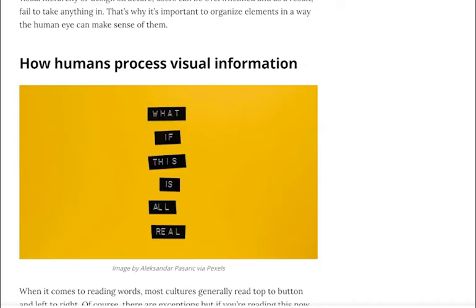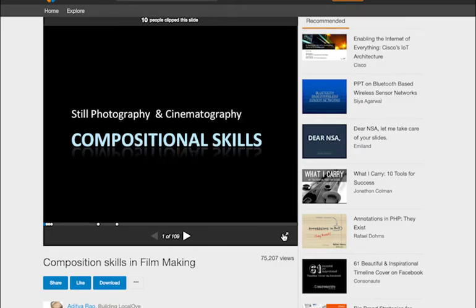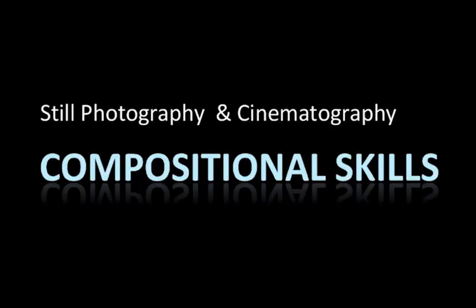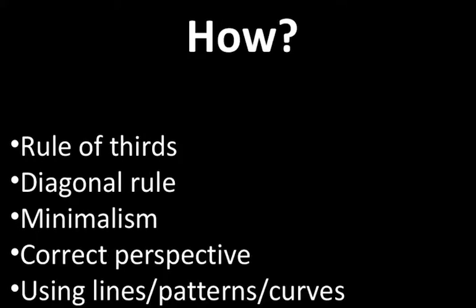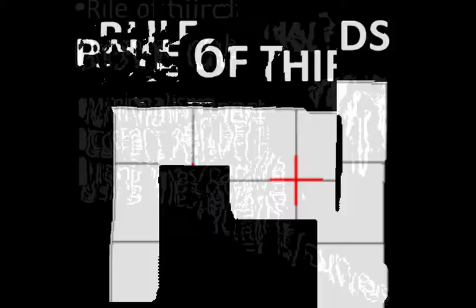Let me go into the part in which you can see the rule of thirds right here, compositional skills. This is something I found online, but it's quite important because it illustrates what we want to focus on today. To make the frame visually interesting, that's why you're making decisions in terms of visual hierarchy. You want to make something aesthetically pleasing, and this is the first step before lighting or anything else: decide where the elements go in your composition. How do you decide? The strategies are using the rule of thirds, the diagonal rule, being minimalistic, always using correct perspectives, and using line patterns and curves to generate emotions.